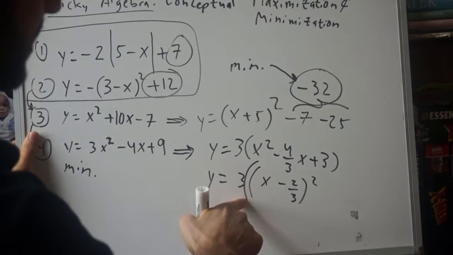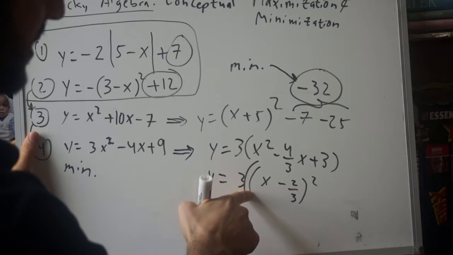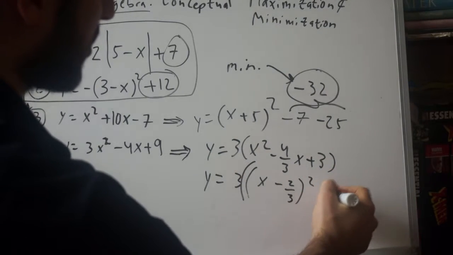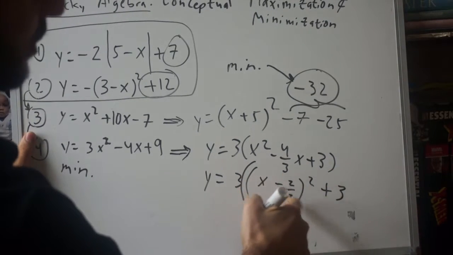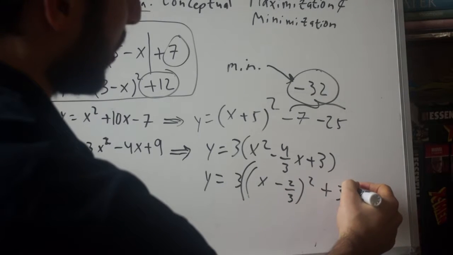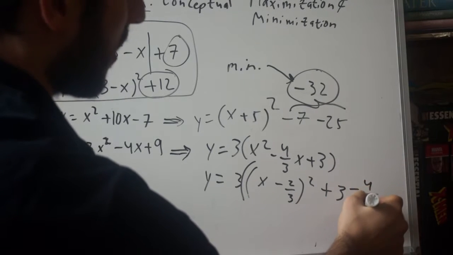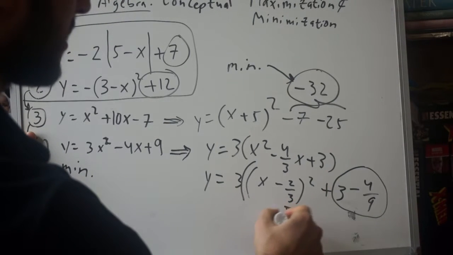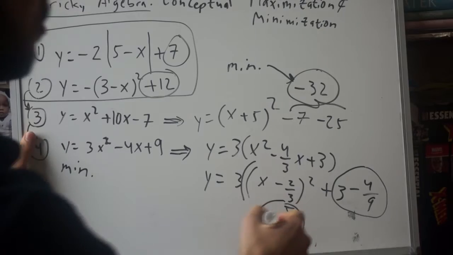So this first parentheses is the original parentheses. The new parentheses indicates this square that we're completing. Now we have the original plus 3, but when you square this, this introduces a 4/9. So we want to subtract that off. And now by simplifying this, so that would be 2 5/9, that would be your minimum.